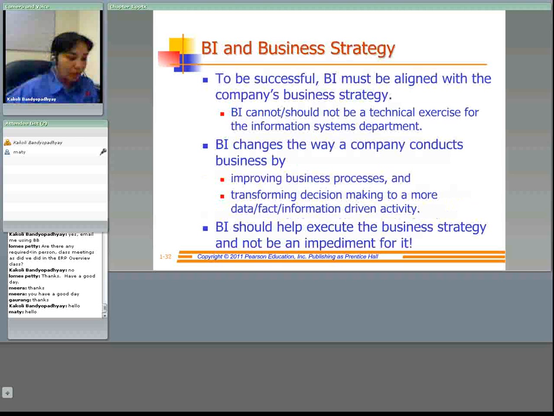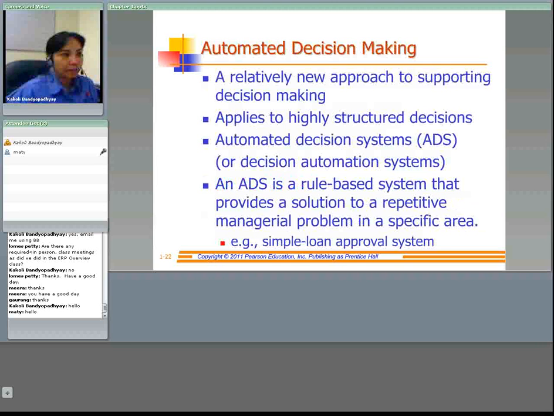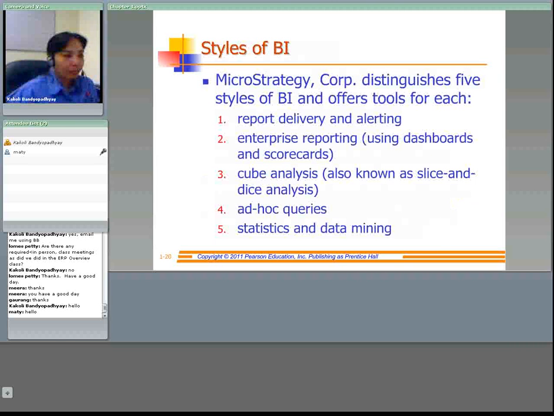Okay, let's go back to slide number 20. The styles of BI, there are 5 styles of BI. We will talk more about this in chapter 2, but the styles include reporting, report delivery and alerting when something unusual happens, then using dashboards and scorecards, enterprise reporting. It also includes slicing and dicing analysis, which is cube analysis, ad hoc queries based on the needs, and statistics and data mining. These are our different styles of BI.